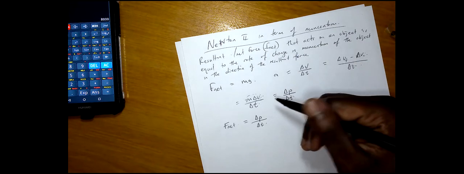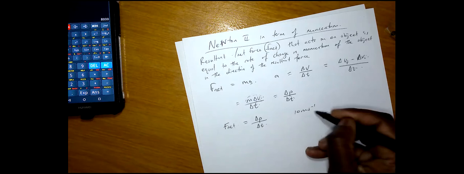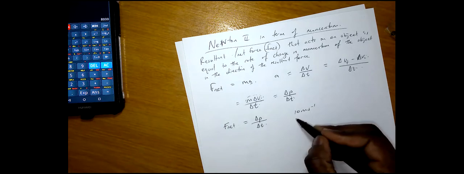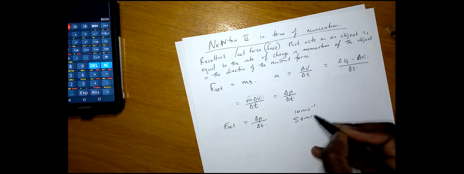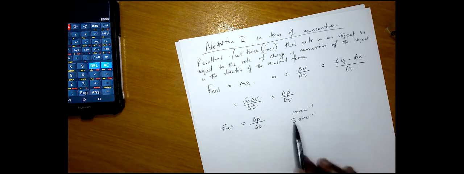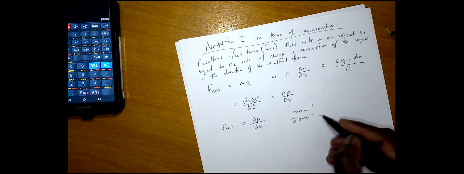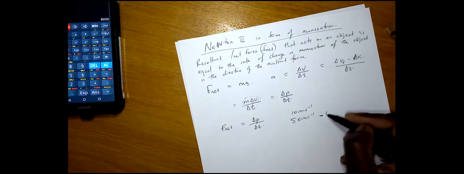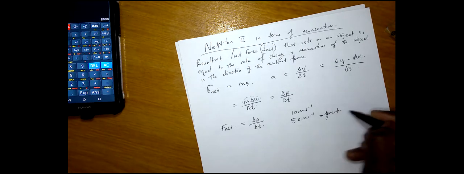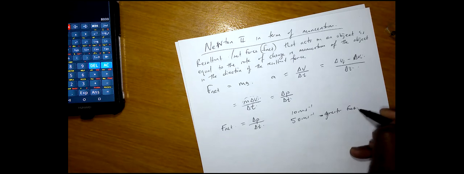Let's give an example. I'm just going to show you a good example here. If someone is to throw a tennis ball and hit you with the tennis ball on your head, imagine one person throws the tennis ball at 10 meters per second, and the other person throws it at 50 meters per second. Who will feel more pain here? It's probably this person here who will have the greater F net.